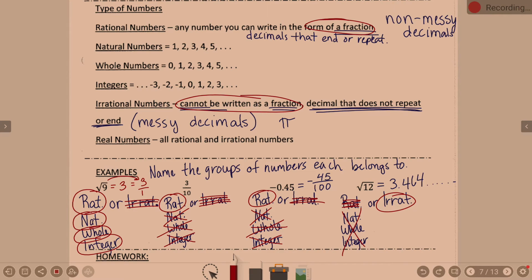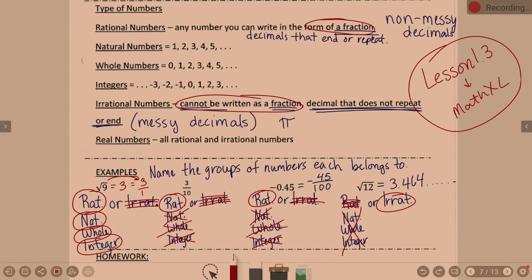Okay? Your homework that I want you guys to get working on right now is lesson 1.3 in MathXL. If you don't have a 100 on it, you should be working on it. If you did get it done, sit quietly and let the rest work. And if you need help with the calculator, I'll help with that too.